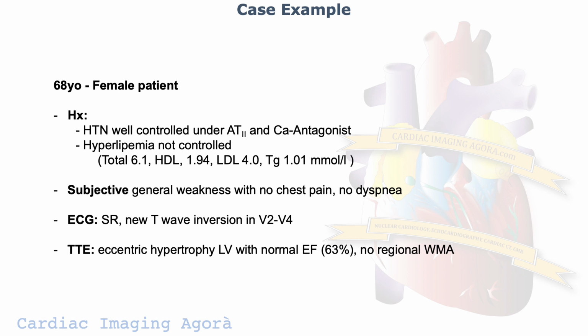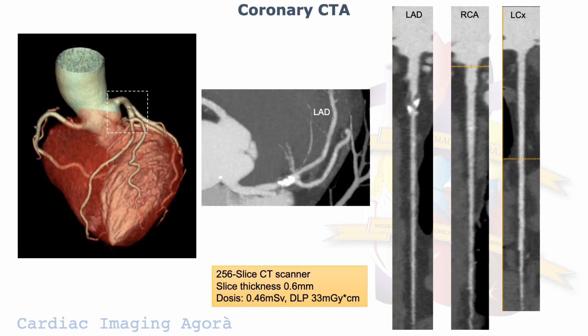So what was pathological was the ECG that, compared to a year ago, showed a new T-wave inversion in V2 to V4. A transthoracic echocardiography was performed, and it showed eccentric hypertrophic left ventricle with normal ejection fraction and with no regional wall motion abnormalities. The patient was referred to our CTA, which was performed on a 256 slice CT scanner with a slice thickness of 0.6 millimeter and with a dose of less than 0.5 millisievert.